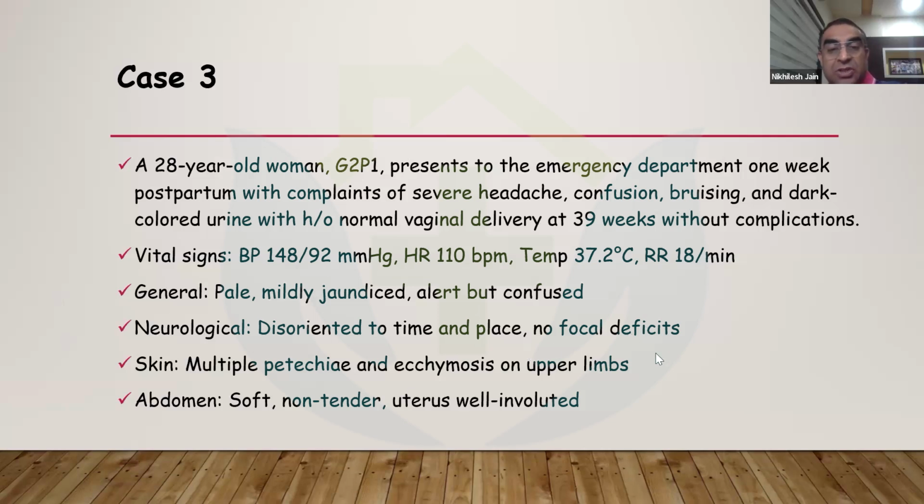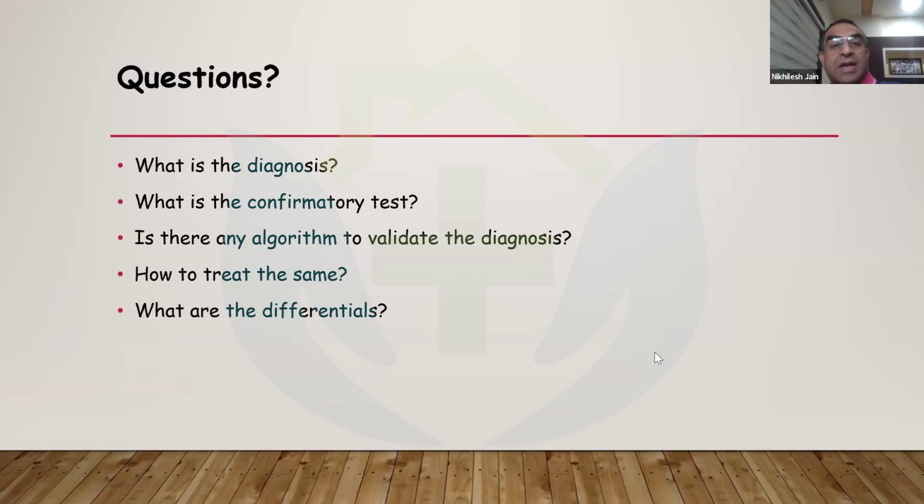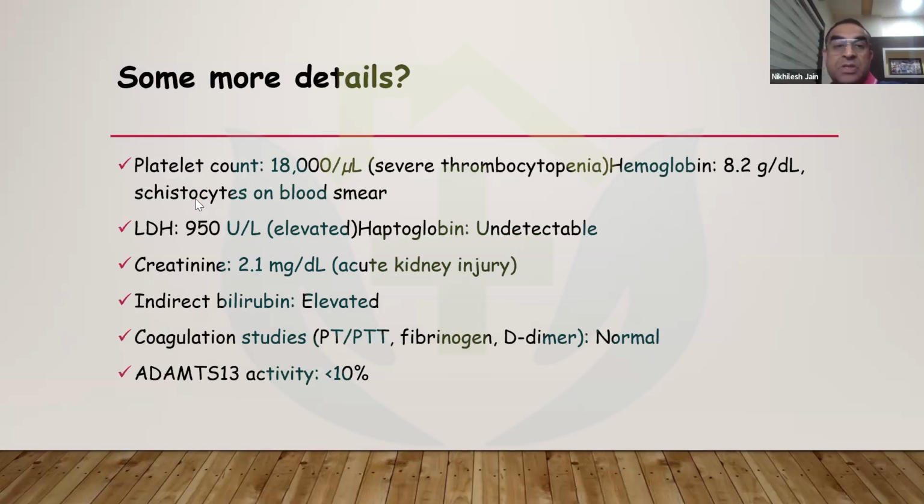This patient had skin issues. This patient had thrombocytopenia. This patient had a MAHA, schistocytes in the blood smear. So she had a microangiopathic hemolytic anemia. She had evidence of hemolysis in the form of LDH. She had acute kidney injury in the form of elevated creatinine of 2.1 and indirect bilirubin elevation.